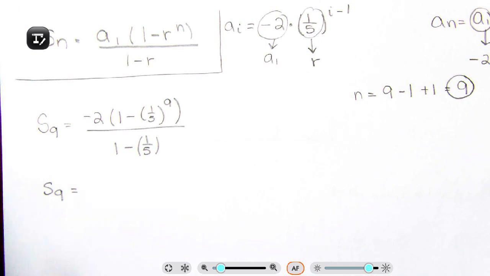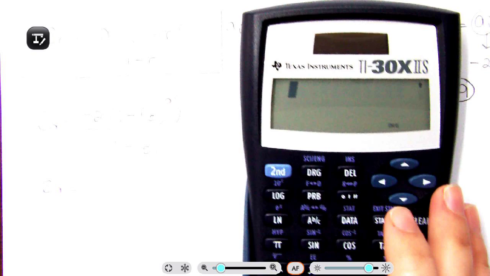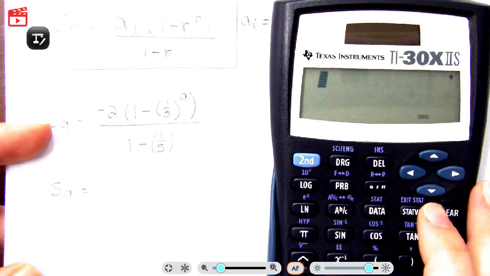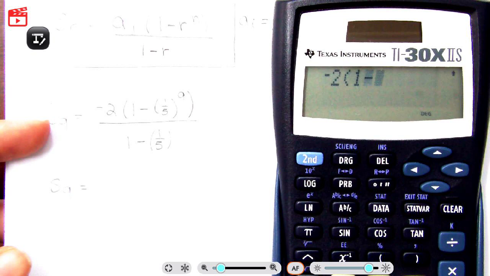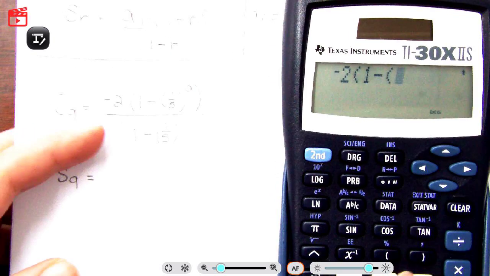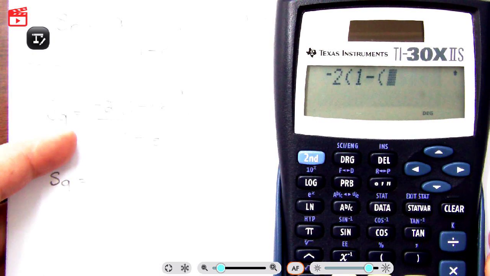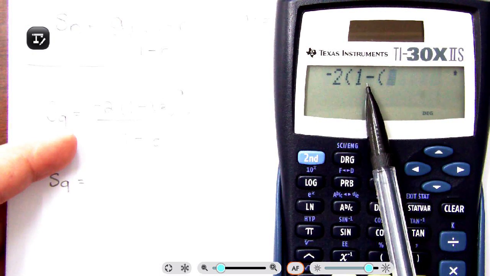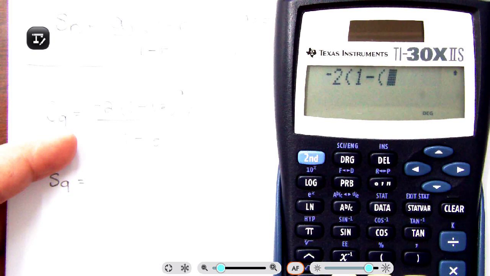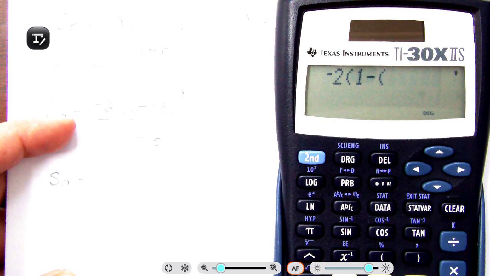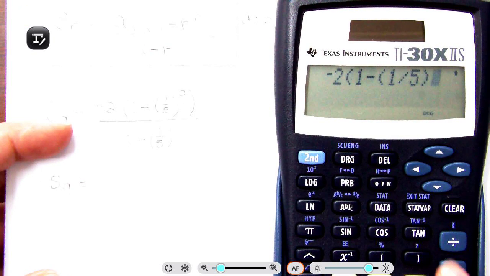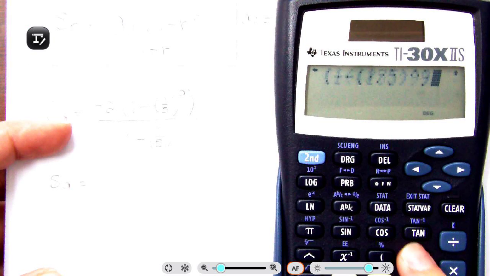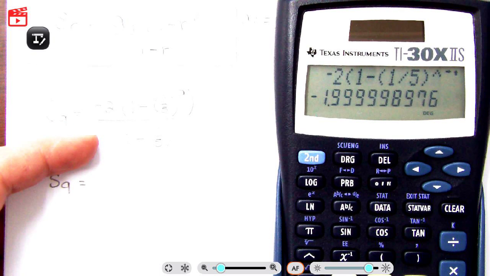So typing it into your calculator all at once is fine. Let me show you how to do that. I'm typing -2 times 1 minus, just like I have written it on the paper, I'm typing it in on the calculator. So -2 times 1 minus 1/5. To do fractions on a calculator, you divide. So 1 divided by 5, that is 1/5. Close that parentheses, raise that to the 9th power, and then close that parentheses.